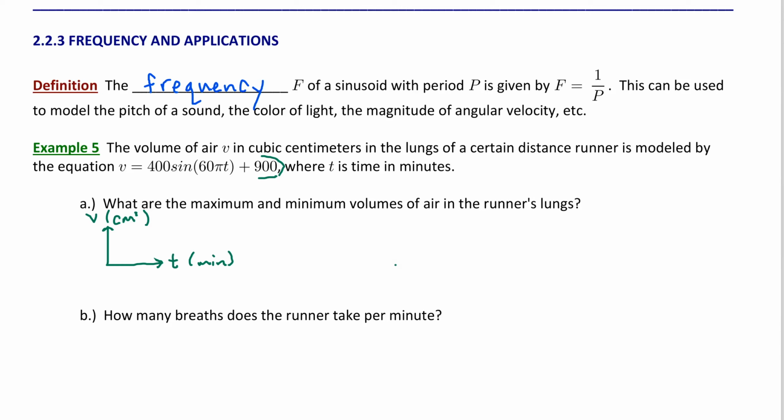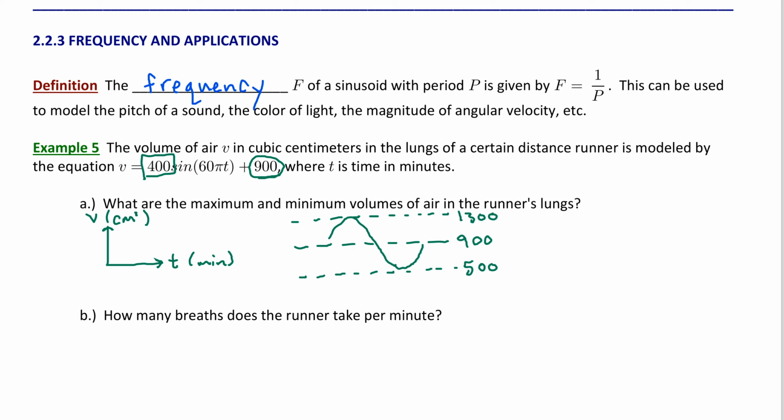Well, first of all, notice that this sine wave has been shifted up the vertical axis by 900 units. So its center line is going to be at V equals 900 cubic centimeters of air. The amplitude is 400, so we know the sine wave is going to reach 400 units above this line and 400 units below this line. So 900 plus 400 is 1300, and 900 minus 400 is 500. So the sine wave would follow its basic nature in between those lines. So the maximum volume then would be 1300 cubic centimeters of air, and the minimum volume would be 500 cubic centimeters of air. So notice the range of this function is from 500 to 1300, from the minimum amount to the maximum amount.